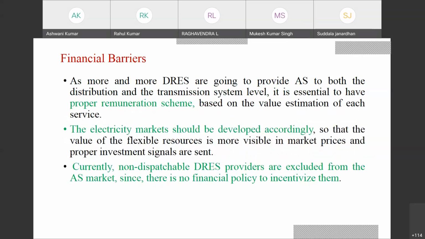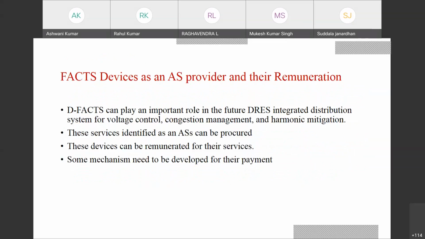Financial barrier is there, as I told you: what will be the remuneration process? That is a barrier. This remuneration process needs to be very clearly designed. FACTS devices are coming out to be the key devices as a harmonic controller, as a corrective support controller, as frequency regulation support, and for maintaining voltage. So how will the FACTS devices be remunerated? There can be a process.